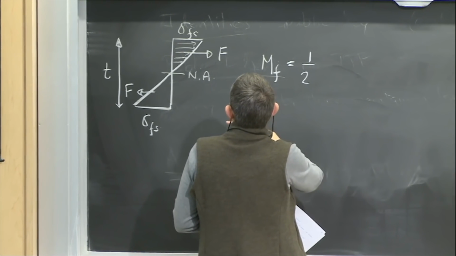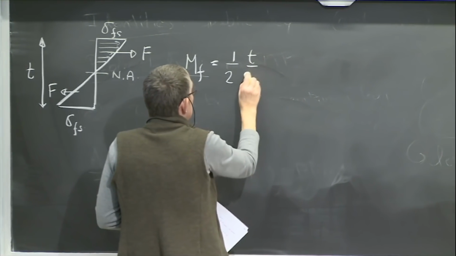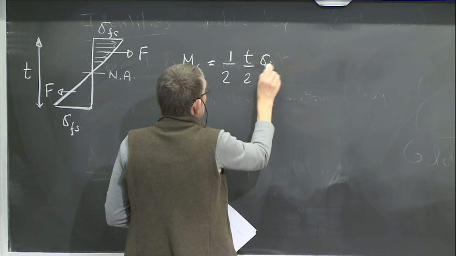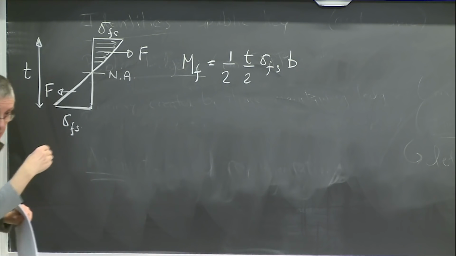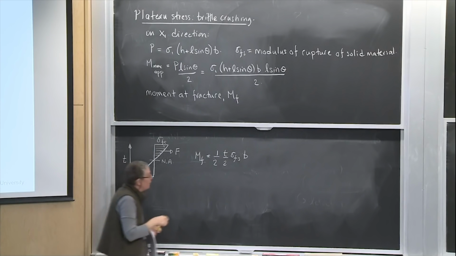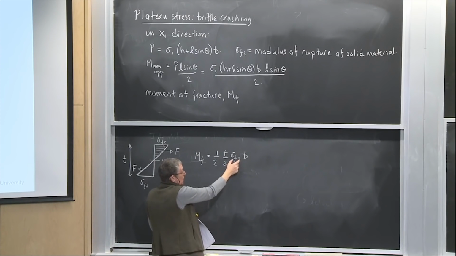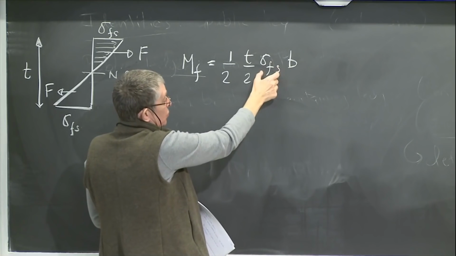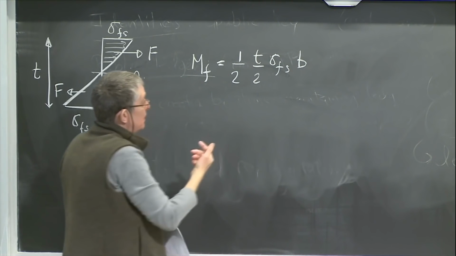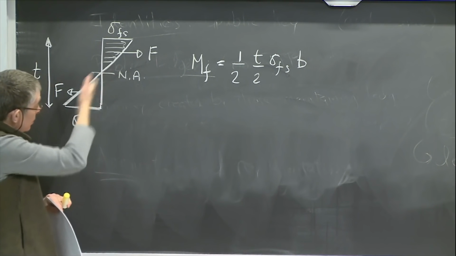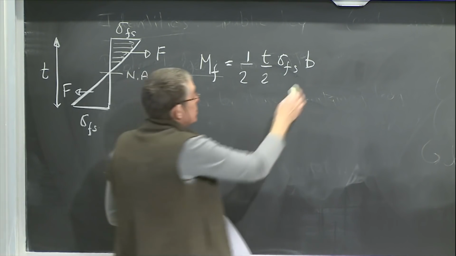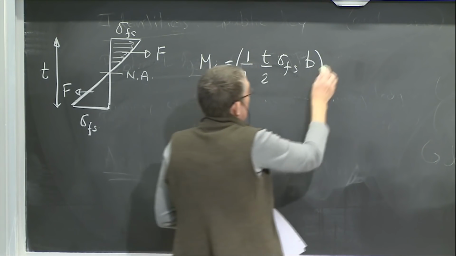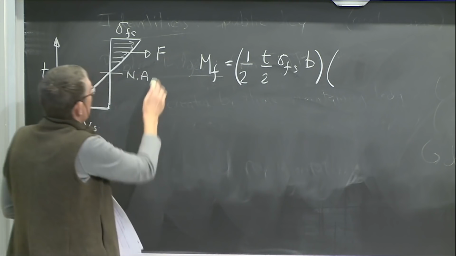So the area of it is going to be a half times T over 2 times sigma Fs, and it's going to go B into the page. If you think of the force, if that stress was constant, it would just be sigma Fs times B times T. But it's not constant. It's a linear relationship, so I'm taking the area of that triangle. So that's the force. And then I want to multiply that times the moment arm.